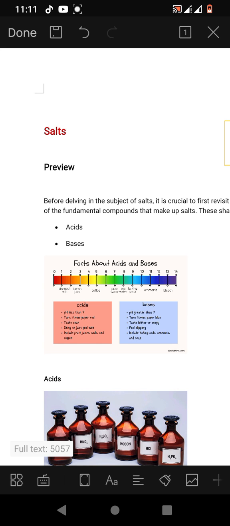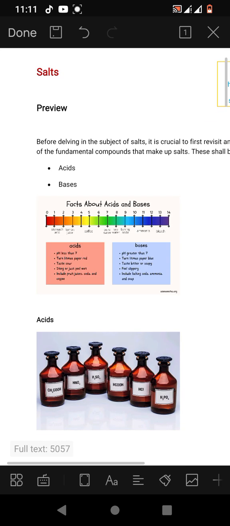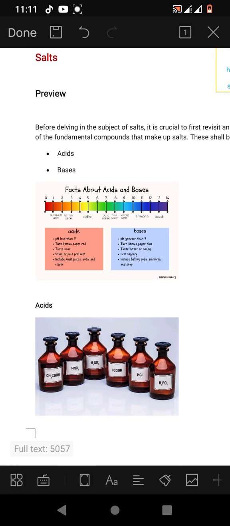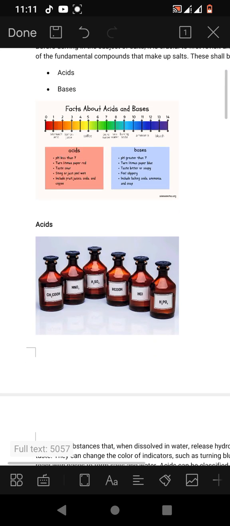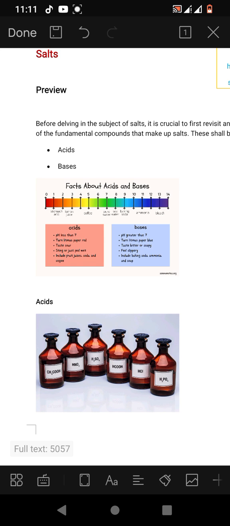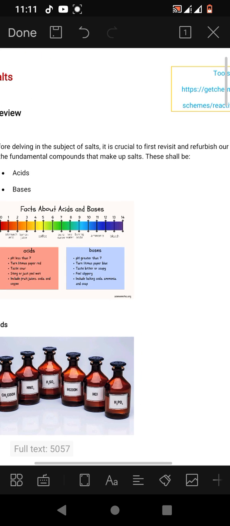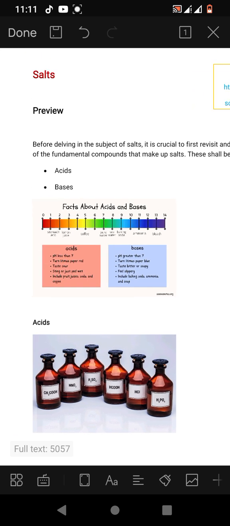But before actually delving into our topic of salt, I'd like us to remind ourselves of acids and bases, as this shall be of very great importance in our progress in salt, because acids and bases are basically the building blocks of salt. So we shall be using acids and bases most of the time when we're talking of salt. So I thought it'll be crucial to first revisit our topics on acids and bases.